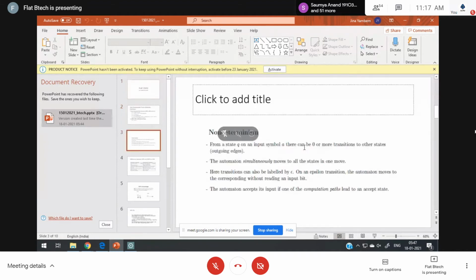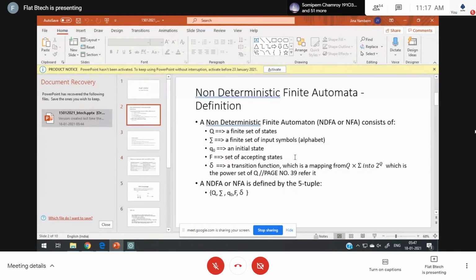So the definition of non-deterministic finite automata is here. And in this, I made a mistake: I forgot to initial. Let me write in the PDF dashboard.